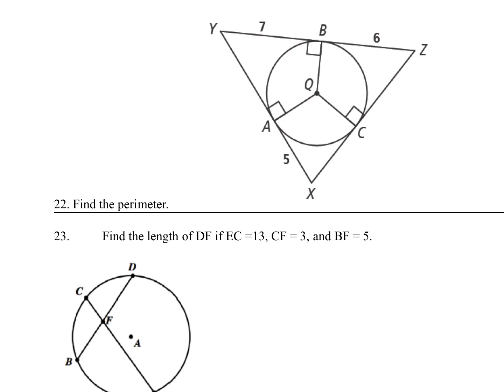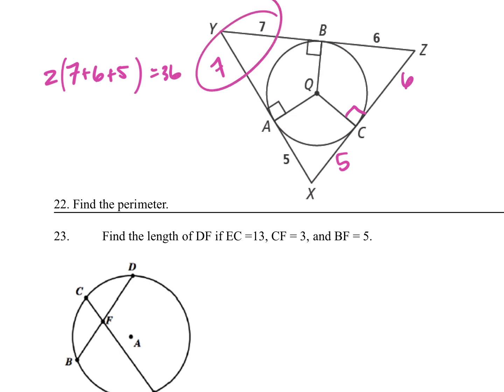Okay, ignore all the craziness in this picture. These right angles just mean that this is tangent. So tangent means this is 6 and this is 6. This is 5 and this is 5. This is 7 and this is 7. So it's 7 plus 6 plus 5, and there are 2 of them. So 2 times 7 plus 6 plus 5 is 36. Or just add them all up. 14, 24, 12 makes 36.